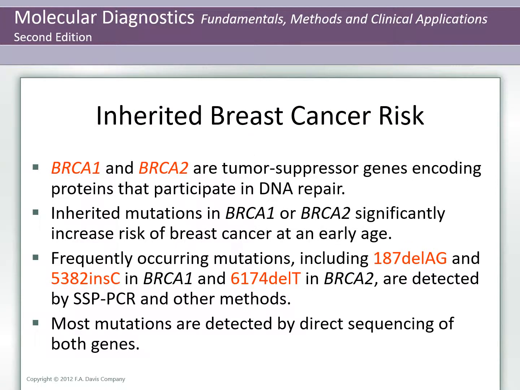BRCA1 and BRCA2 are tumor suppressor genes associated with inherited breast cancer risk. They encode proteins that participate in DNA repair. Inherited mutations in these genes significantly increase risk of breast cancer at an early age. The frequently occurring mutations include the 187 deleted AG and the 538-2 insert C in the BRCA1 gene, and the 617 deletion of T in the BRCA2, and these can be detected by qPCR and other methods. Most mutations can be detected by direct sequencing of both genes.